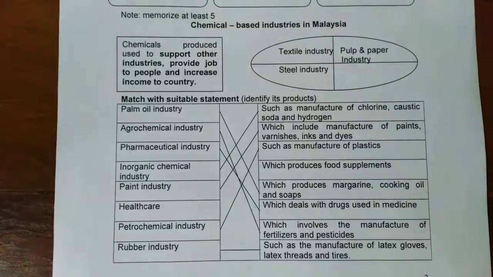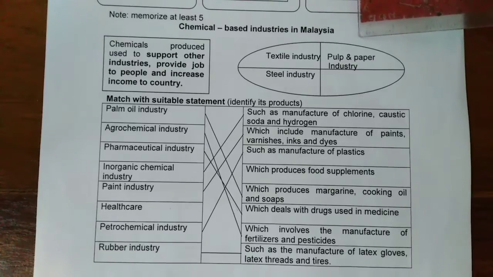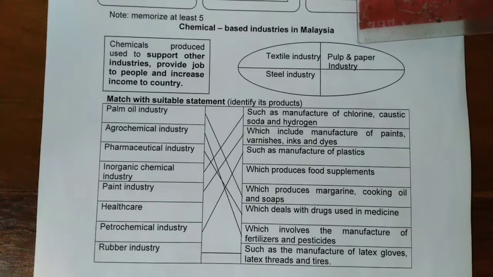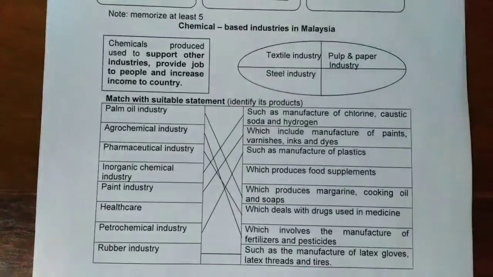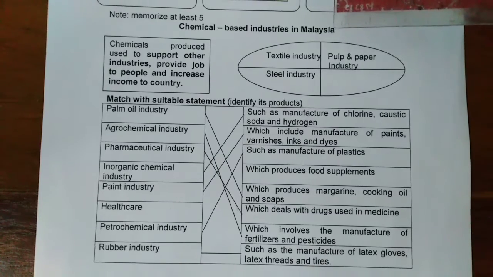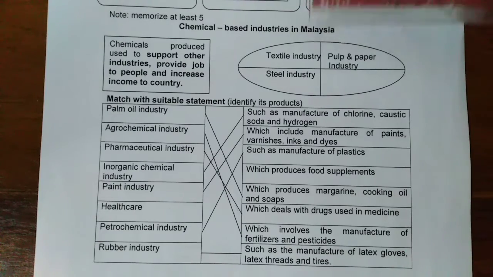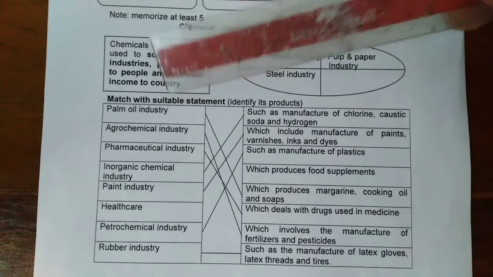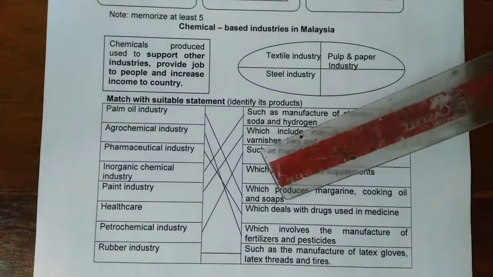Below here is about chemical-based industries, especially in our country. Chemical-based industries in Malaysia, for example, textile industry, pulp and paper industry, steel industry, palm oil industry, and so many others. About chemical-based industries, you need to know the manufacture or the product for a few examples of these industries. For example, the palm oil industry. What is the manufacture? It manufactures or produces margarine, cooking oil, and soap.